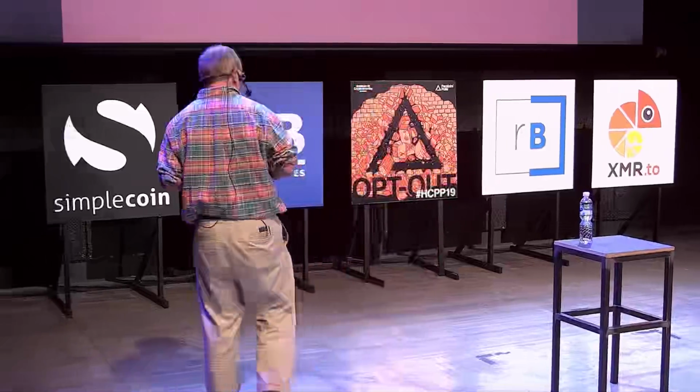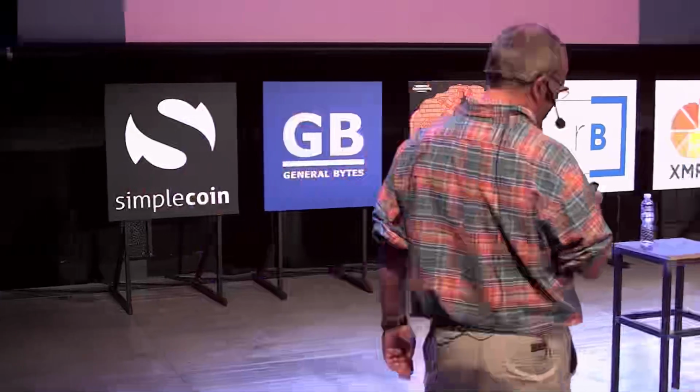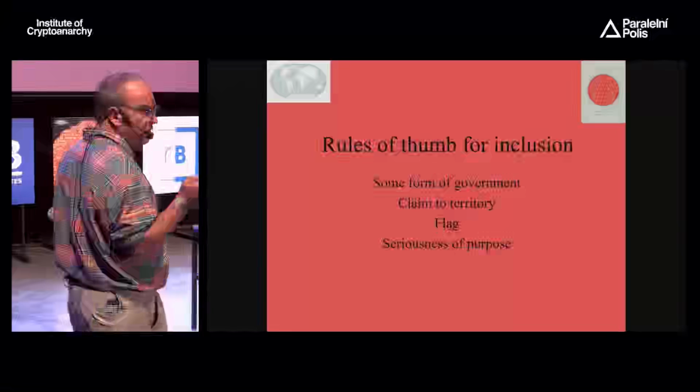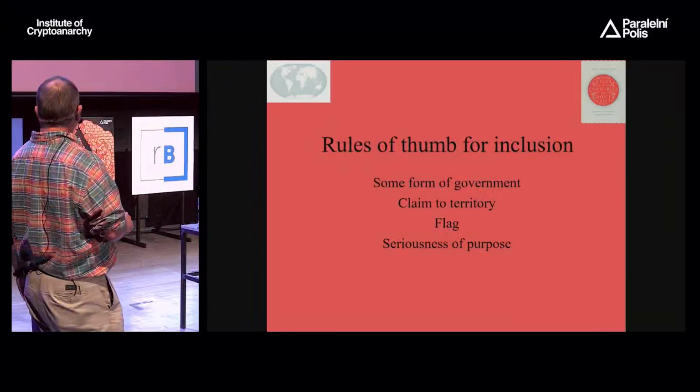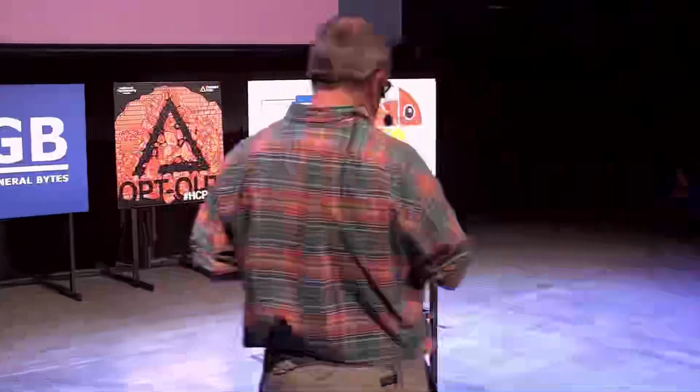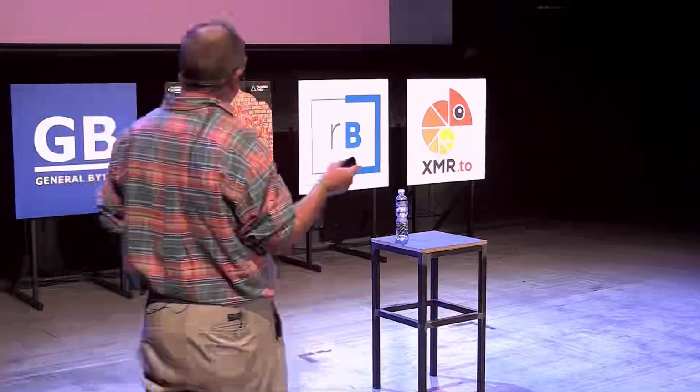So I had to come up with some sort of rule of thumb for inclusion within my atlas. What do I and what don't I regard to be a non-country? I ended up deciding that I'd have to follow the Montevideo Convention to some extent. So some form of government, a claim to territory, a flag, because a flag is symbolically very important for countries and would-be countries, and some sort of seriousness of purpose. I put that in my mind because there are a lot of joke countries around. People declare independence for their back garden and their front room and so on. I didn't include those. And yet I still had 50 to put in my book, and I could have filled it several times over.